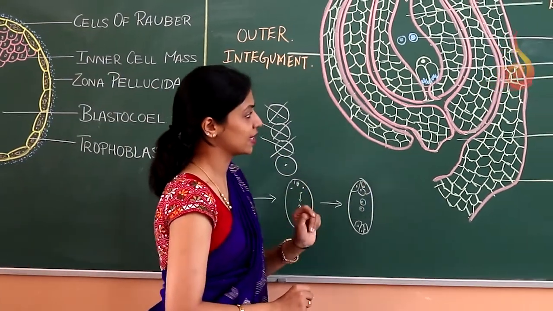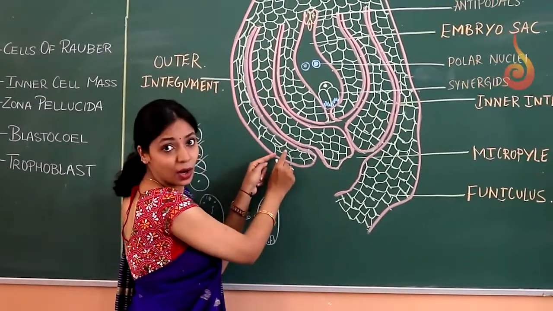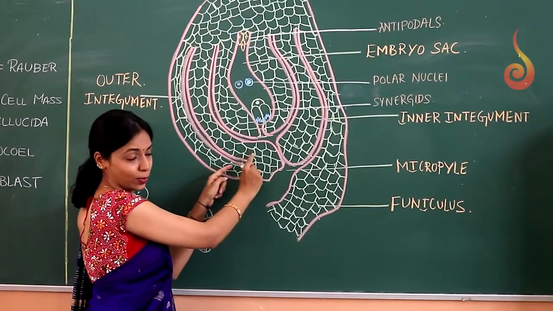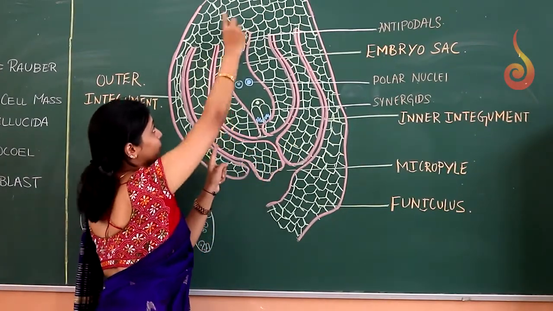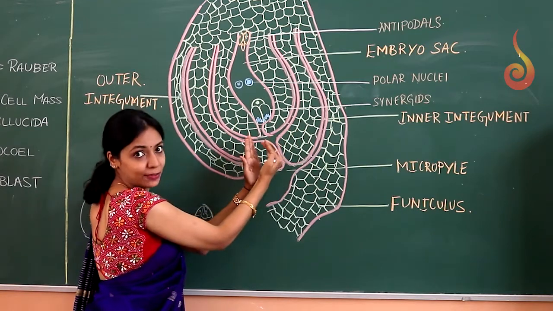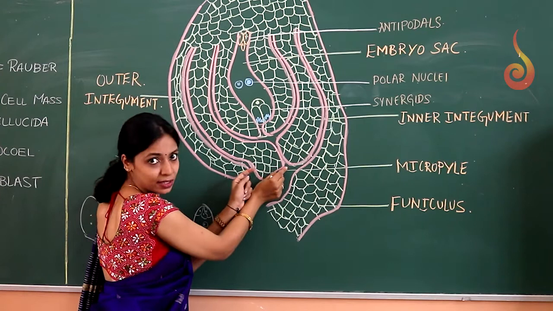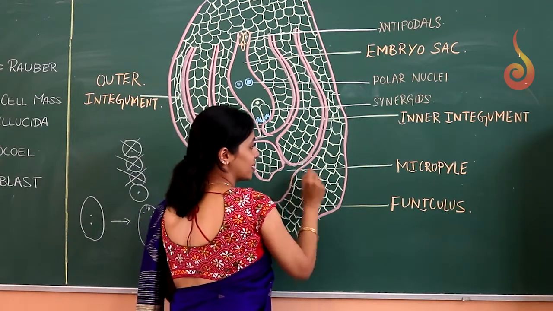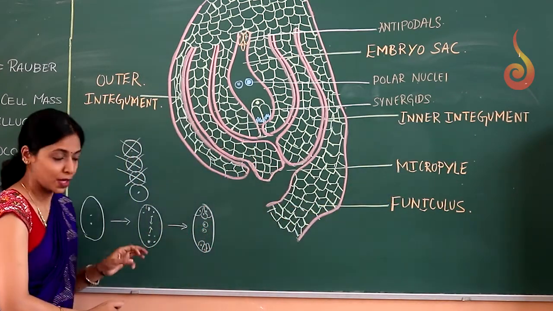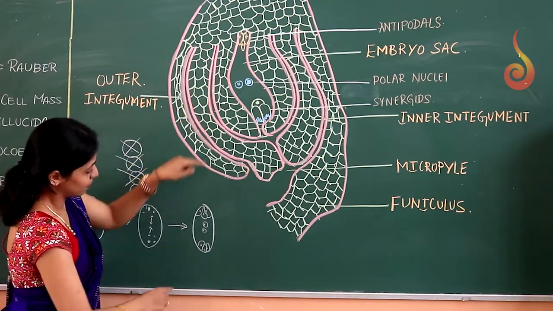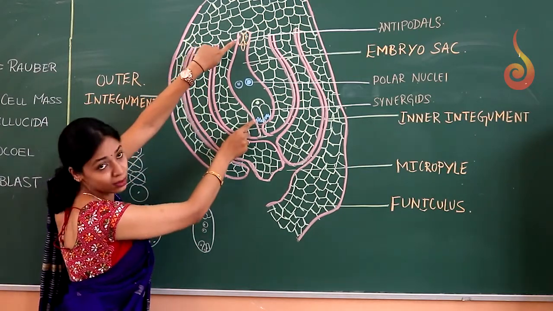Now, as you can see in this diagram, this is the outer integument, this is the inner integument. So they are not completely fused. The cover is not complete. There is a small pore present here. This pore is known as the micropyle. In the embryo sac, this is exactly what I have shown here.